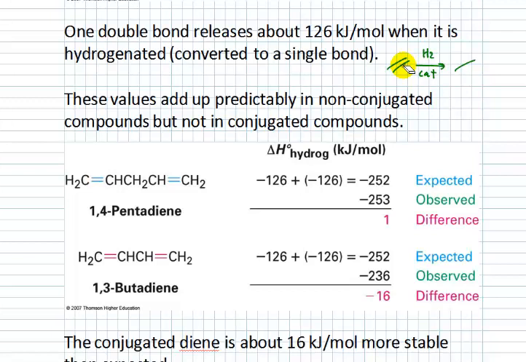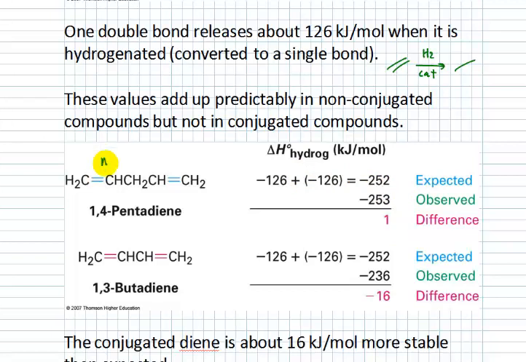Remember, anytime a bond itself is broken, energy is required, but we've formed 2 new single bonds to the hydrogens, in this case anyway. So it turns out with non-conjugated compounds, these values add up predictably. So if I have 2 isolated double bonds that are just in 2 different parts of the molecule, not linked by conjugation, the heat of hydrogenation, that's what this is called, ends up being almost exactly twice that of just 1 double bond, right? We would expect to have 2 of those 126s released. We actually get 253, which is just off by 1, so very close to prediction.